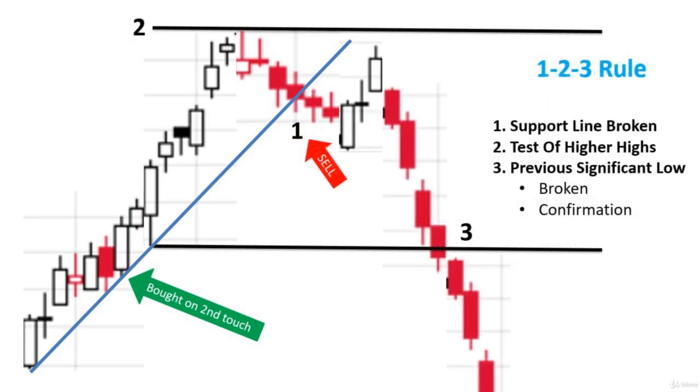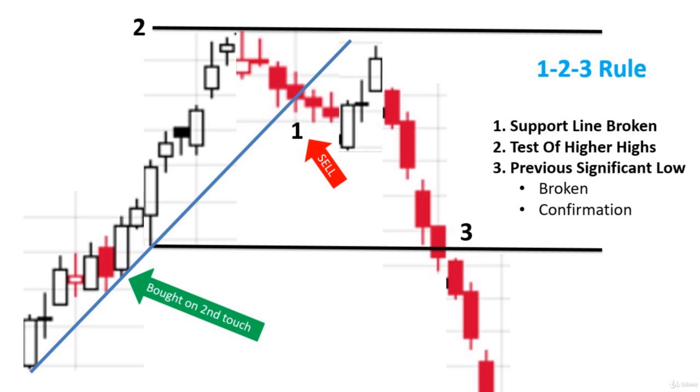So let's put on some lines on this, and this is how the 1-2-3 rule works. First thing you do is, in order for the 1-2-3 rule to be activated, you have to have the support line broken, right? That's the whole idea. You're trying to see if this is a false signal. So first step, it's got to be broken, right? And you could sell right there. That's always the established rule. You could just sell there.